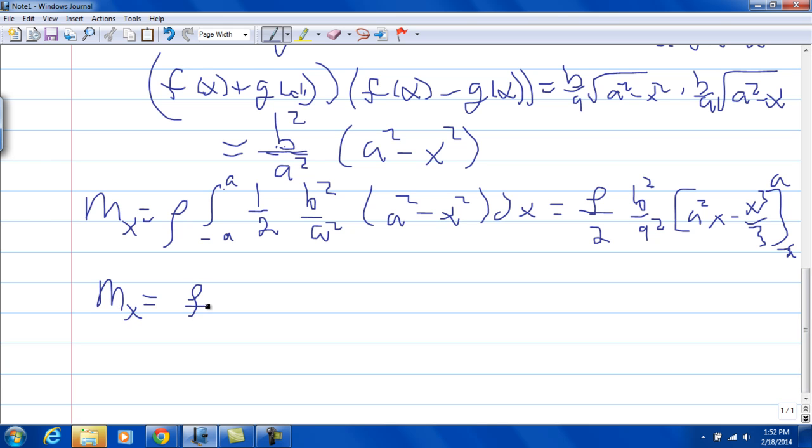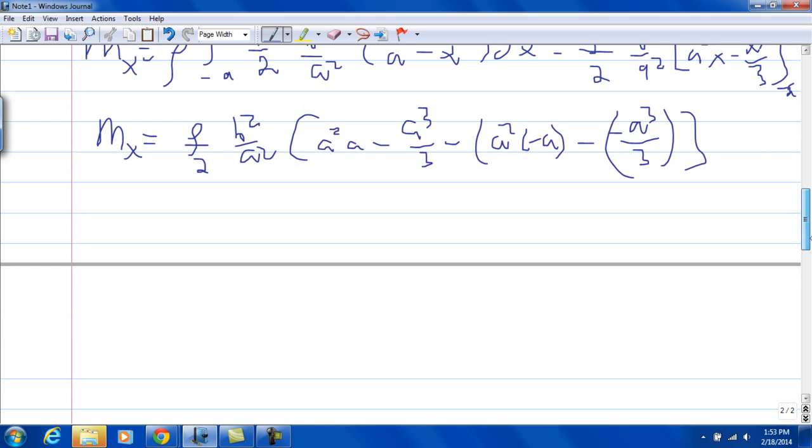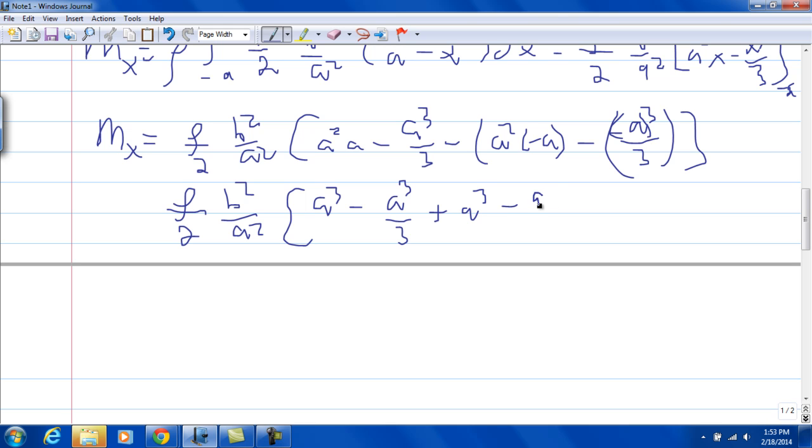So, finishing this off then, Mx is going to be rho over 2 b squared over a squared times, put the a in there, it's going to be a squared a minus a cubed over 3 minus a squared times negative a minus negative a cubed over 3. So it's rho over 2 b squared over a squared times a cubed minus a cubed over 3. Now check this out here. We have a negative of a negative makes it plus a cubed. Now we have minus a negative of a negative, but it's triple negative, so minus a cubed over 3.